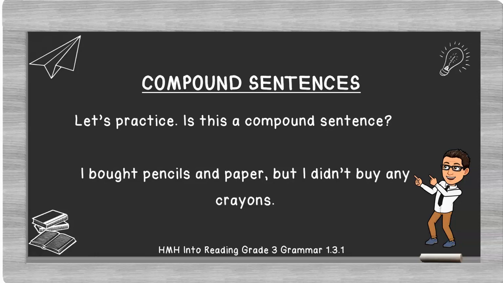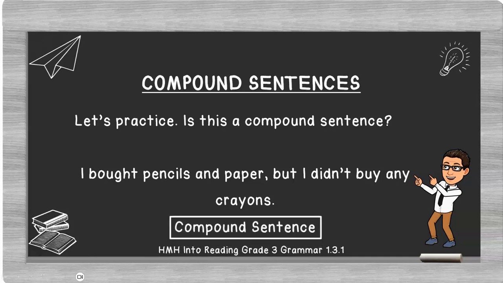I bought pencils and paper, but I didn't buy any crayons. Is that a simple sentence or a compound sentence? Think on it carefully. This is a compound sentence. We have one thought, I bought pencils and paper. Then we have comma and the conjunction, comma, but. Then we have a whole nother thought, I didn't buy any crayons. I bought pencils and paper, comma, but I didn't buy any crayons. That is a compound sentence.